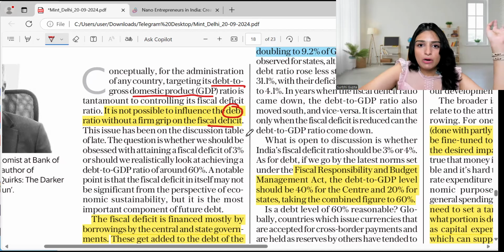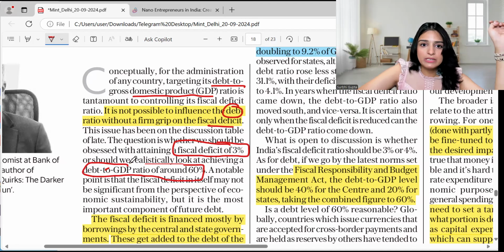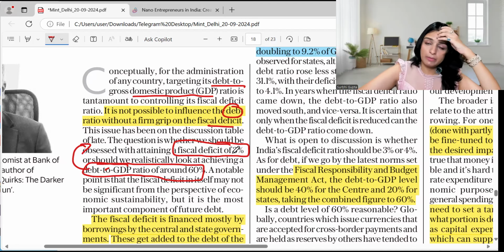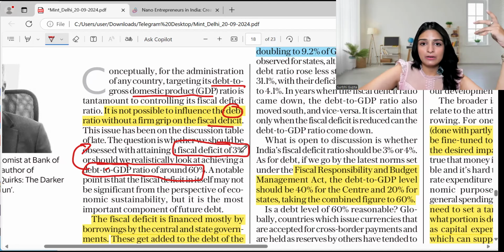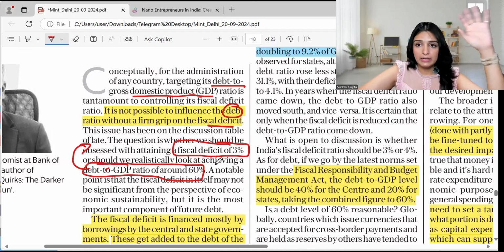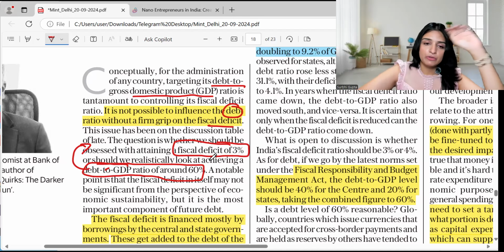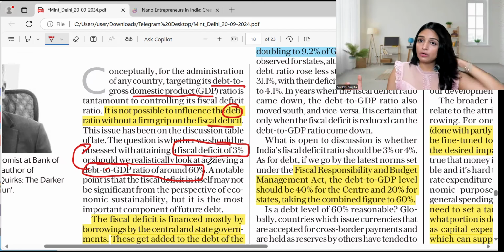This issue has been on the discussion table of late. The question is whether we should be obsessed with attaining a fiscal deficit of 3%, or should we realistically look at achieving a debt to GDP ratio of around 60%. These are the two debates. The Fiscal Responsibility and Budget Management Act, the FRBM Act, says that your fiscal deficit should ideally be around 3% and the debt to GDP ratio should be 60%. So that's the debate altogether these days.